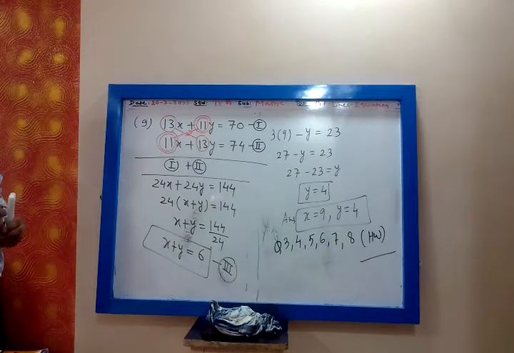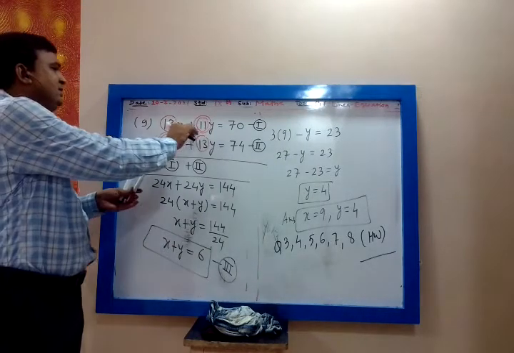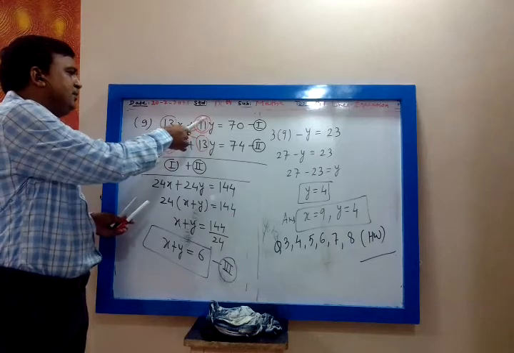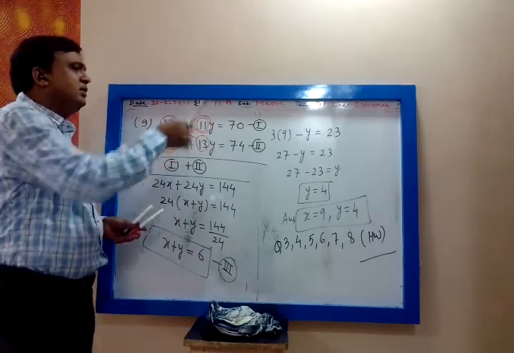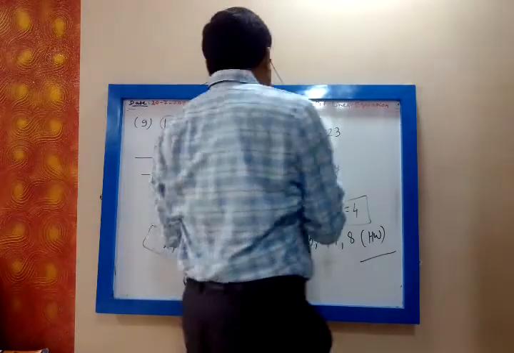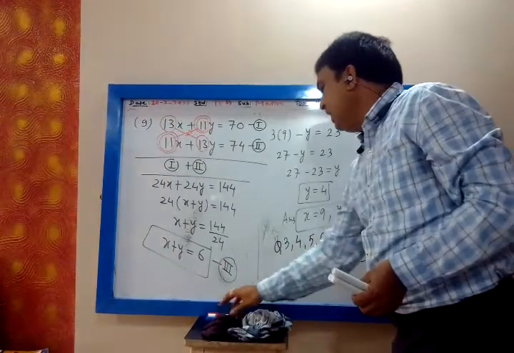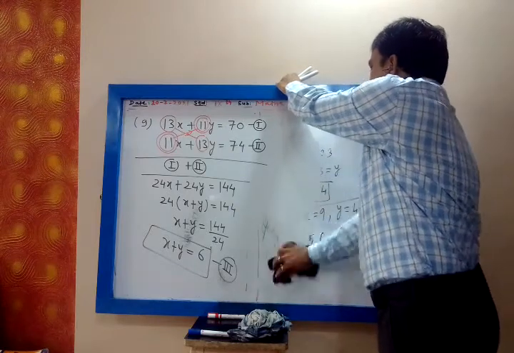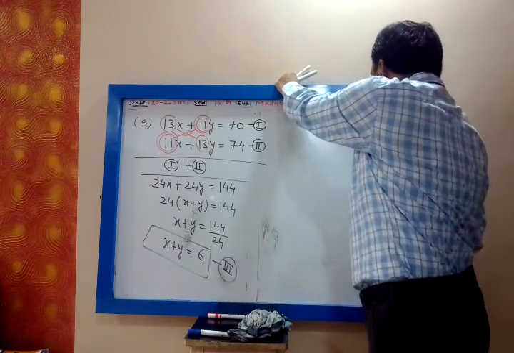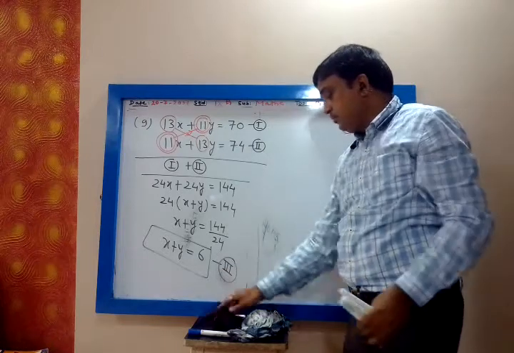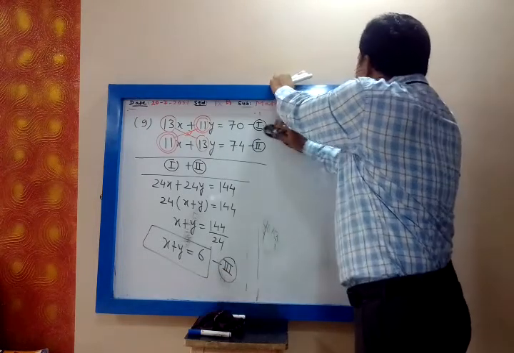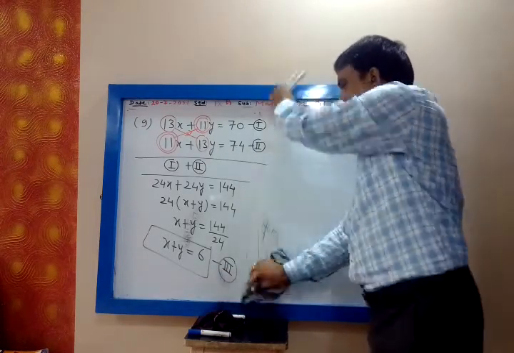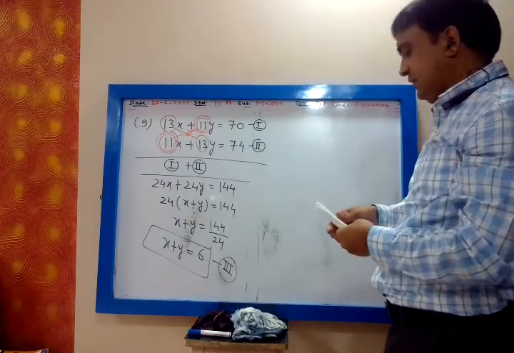Okay. So whenever diagonal coefficients are same, you will add both the equations and you will subtract both the equations. Get equations 3 and 4. So when I add both the equations, we get our equation number 3, that is x plus y is 6. Okay, x plus y is 6.